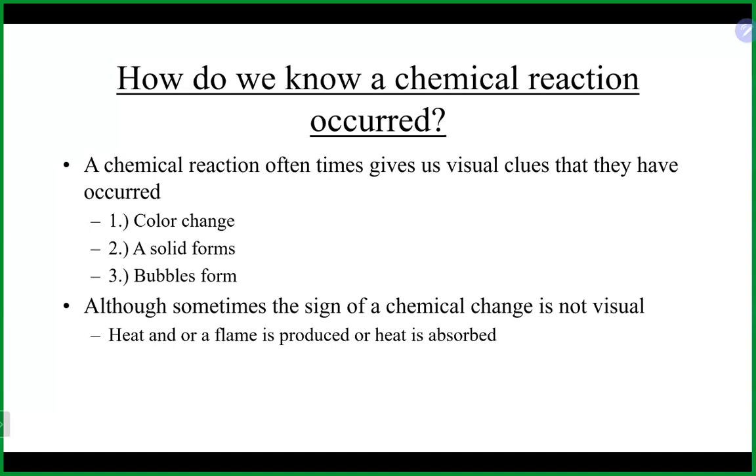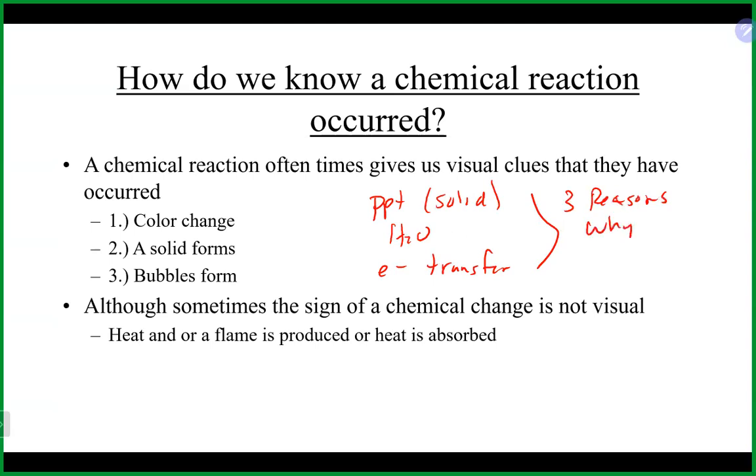As we'll talk about, there's really three reasons why a reaction takes place: the formation of a solid, which is oftentimes referred to as a precipitate, the formation of water, and electrons being transferred. These are really three reasons why a reaction actually takes place.